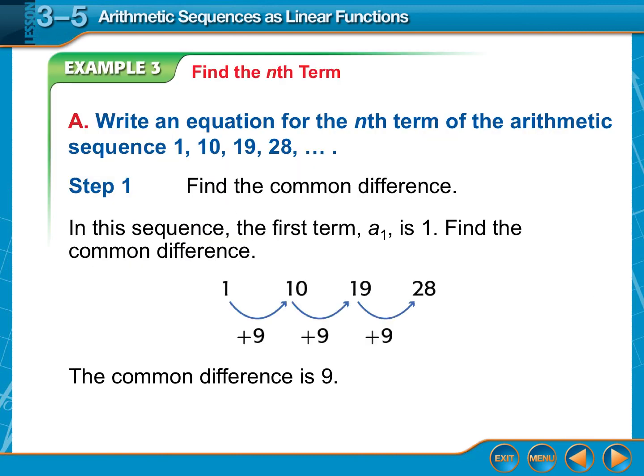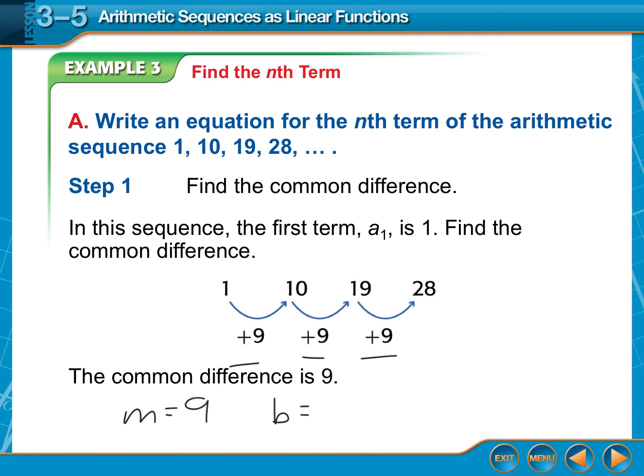Let's do some more examples. On this example, we want to make our equation. We're using y equals mx plus b, so we need our m and we need our b. What's our m in this case? M is 9. Why is it 9? Because that's the pattern, that's the sequence that we're doing. What do we need to look for now? The a sub 0, or the b.